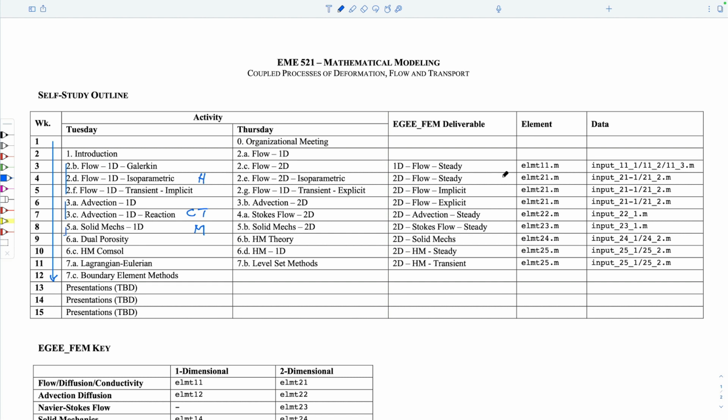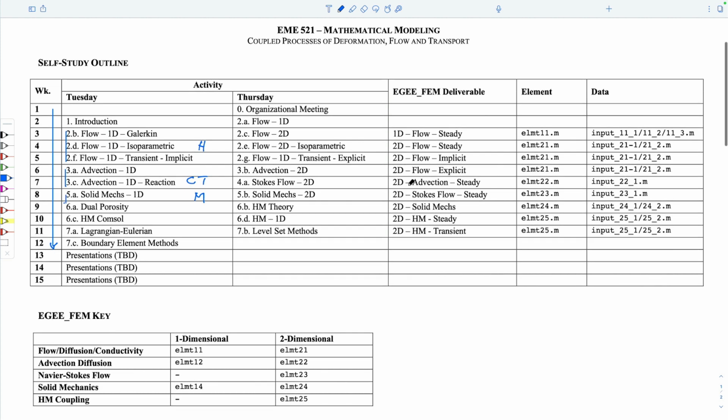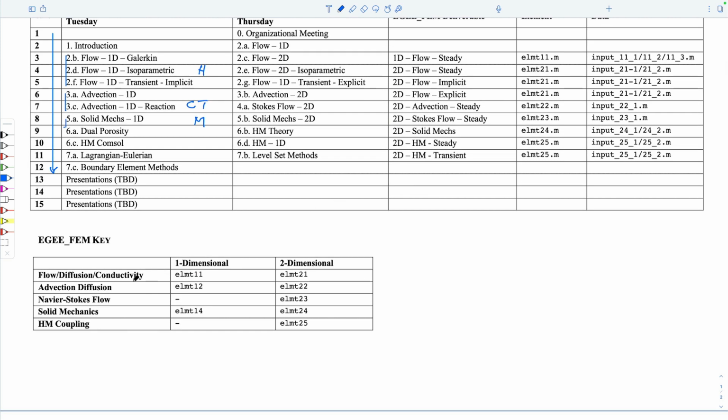You can see okay? And so the notation for this is described at the bottom. The idea here is that for flow, the first number is 1, and the second number for transport by convection is 2. For solid mechanics, the moniker is 4. So you see that for each of these, and that changes for each of these here.